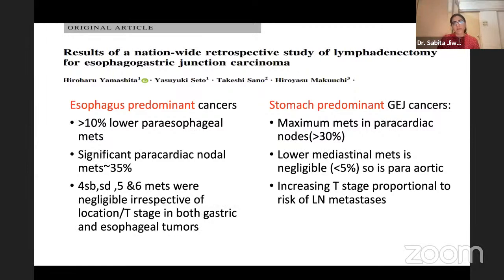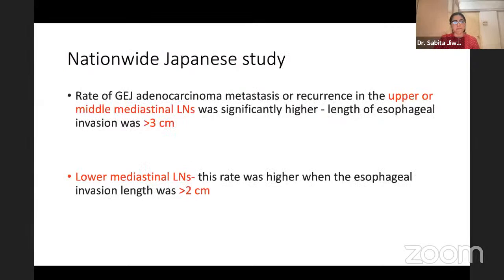And they saw that the lymph nodal metastases were maximum in the paracardiac nodal region. More than 10% had lower paraesophageal mets in Seward type 1 tumors, and the lower mediastinal mets were negligible, and also the para-aortic in the Seward type 3. And the increasing T stage was proportional to the risk of lymph node metastasis.